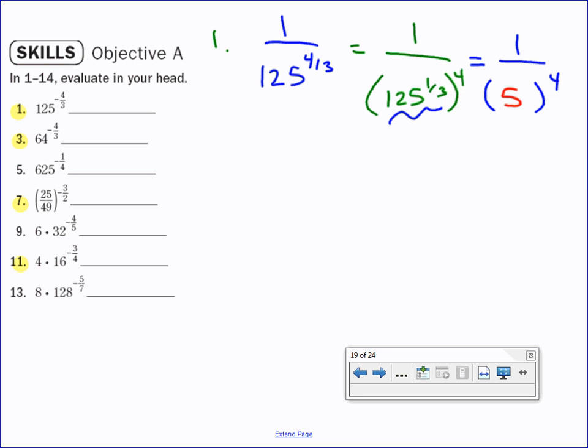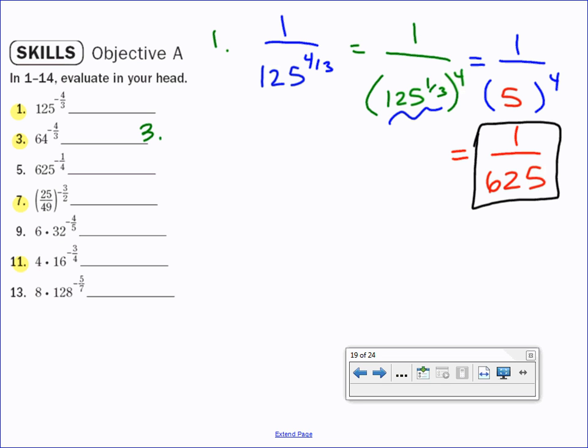the 4th power second. So my final answer is 1 over 5 to the 4th. What's 5 to the 4th from your sheet? Will? 625. Awesome. So my final answer is 1/625. Good work. Let's do number 3. Here we go. Number 3.